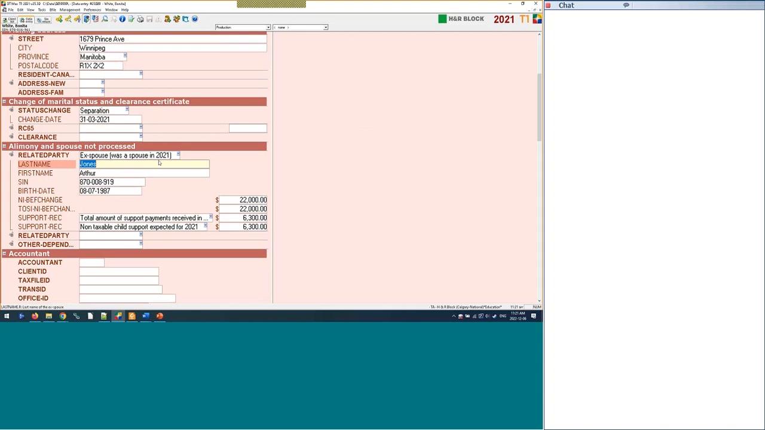And we need to have the support as well. So she is receiving child support. She's supposed to receive $6,300. She did receive $6,300. We have to enter that. It has to get onto the tax return.